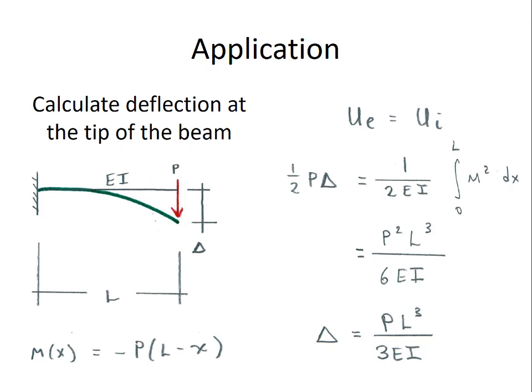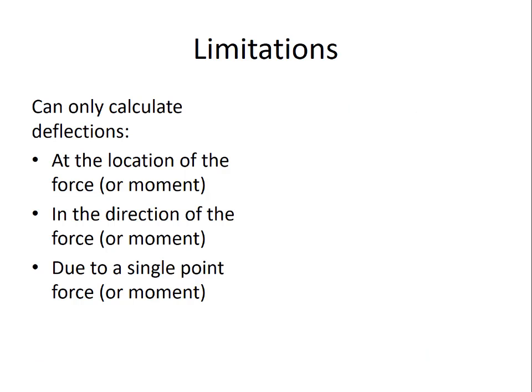This is kind of neat. We can get an expression for a deflection. This is useful information. We need to design structures for deflections. But there are a number of limitations to this method. We can only calculate deflection at the location of the force. We can only calculate deflection in the direction of the force, and we can only calculate deflection due to a single force. And so there's some very common situations that we simply can't handle with this.